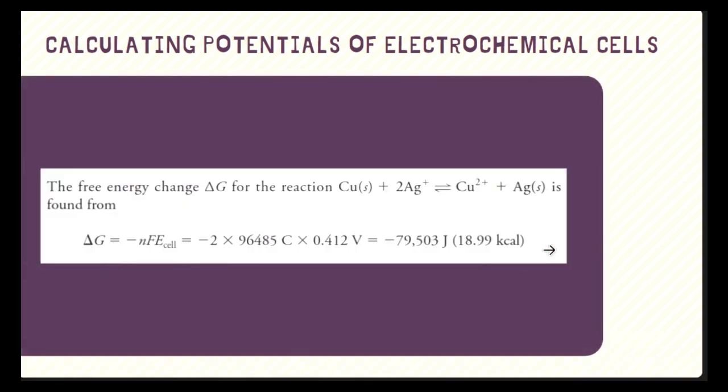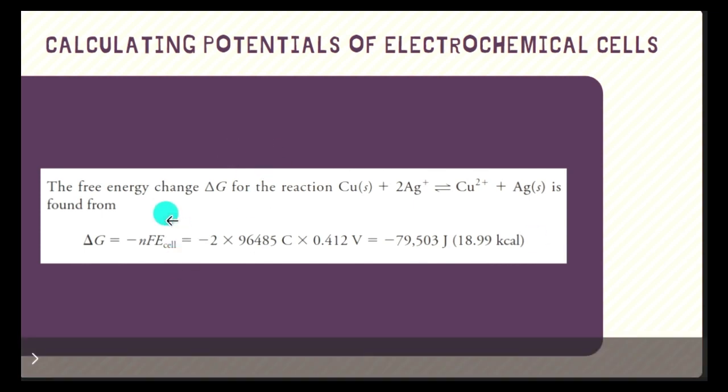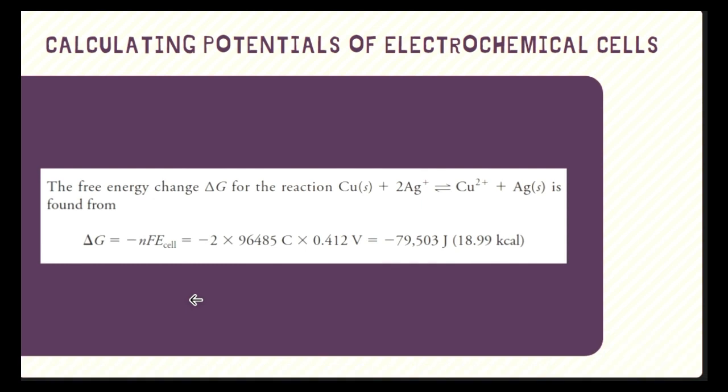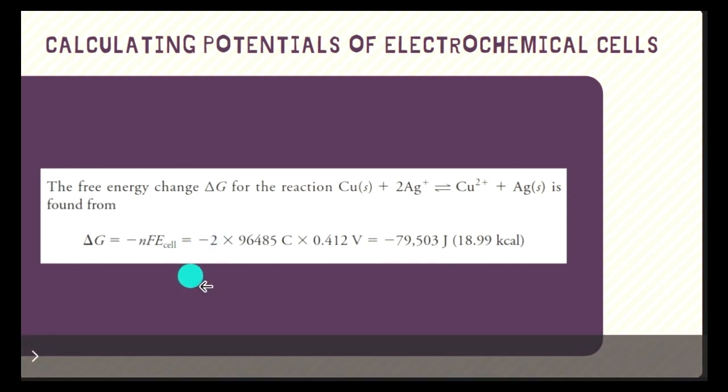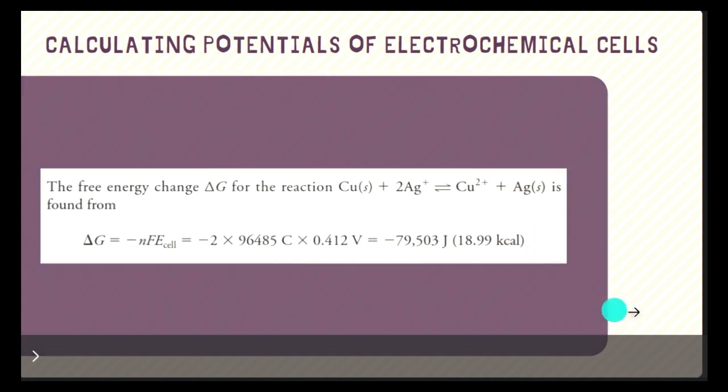For its free energy change, the delta G for the reaction is given by this equation, wherein delta G is equal to negative n, which is the number of electrons transferred in the reaction, times Faraday's constant times the value of the E cell, which is 0.412. So negative 2 times Faraday's constant, 96485 coulombs, times 0.412 volts, which equals negative 79,503 joules or 18.99 kilocalories.